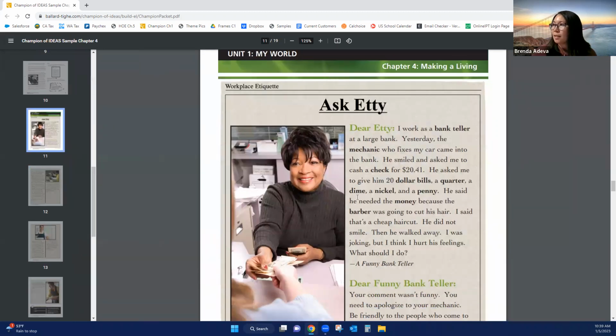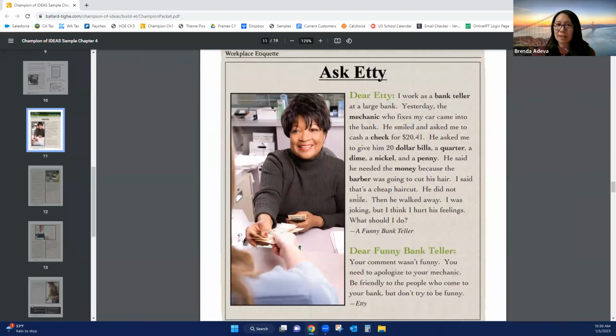Ask Eddie. This is the reading. If you want a sample of this entire packet, please let one of your reps know. But here you'll see Dear Eddie, right? Like, so the bank teller, mechanic. For the lower levels, definitely finding the vocab words in context. They already used images to look up. And money, very important, right?